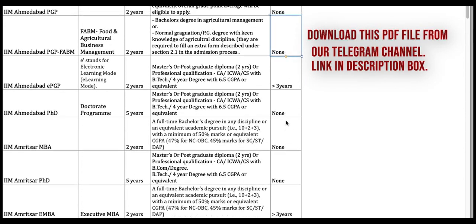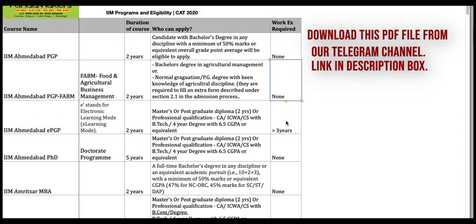So it's a very comprehensive guide to what all people can fill which forms. Here we are talking about EPGP. E stands for Electronic Learning Mode, and it is a 2-year program, ladies and gentlemen, but this can be filled only by those people who have more than 3 years of work ex. This happens in online mode, and you don't have to go to the campus. The classes are conducted on Saturdays and Sundays only. So if you are interested in such a program, you can go for it. If you have more than 3 years of work ex, it is definitely meant for middle-level management guys in corporates.